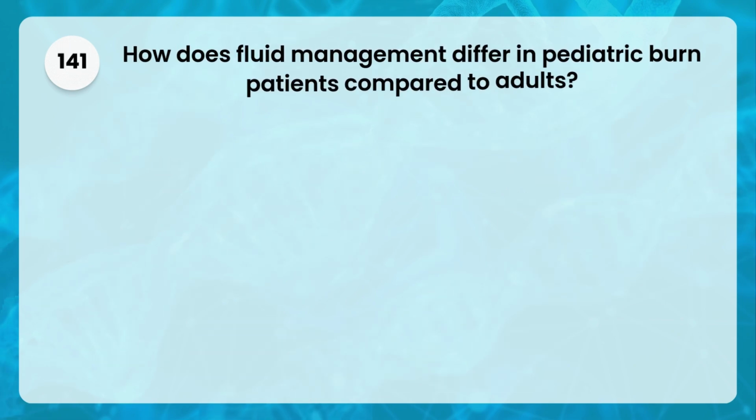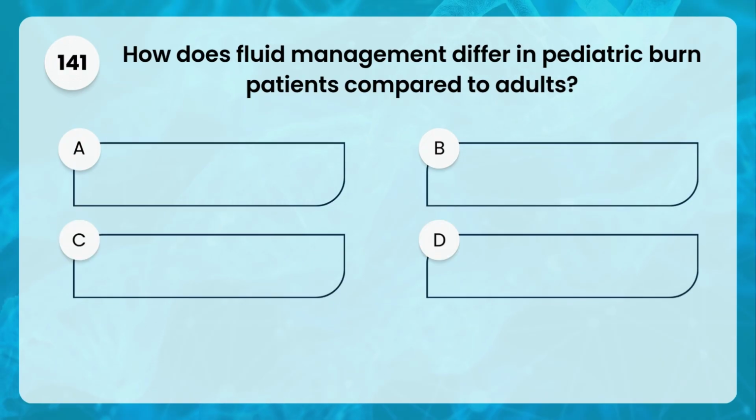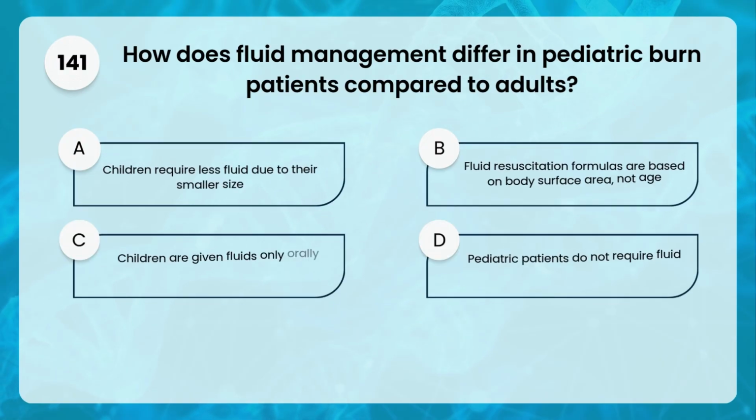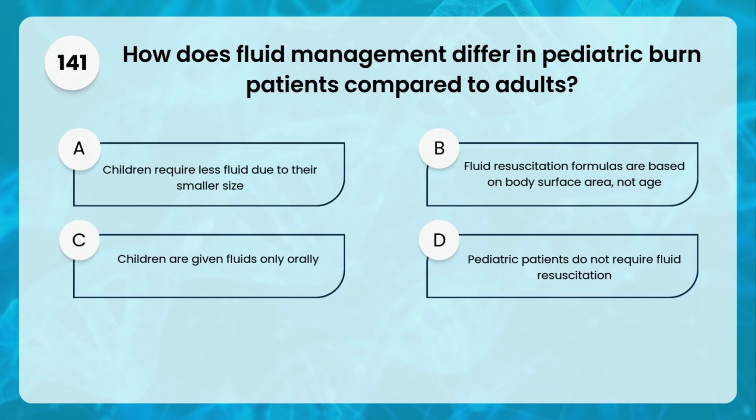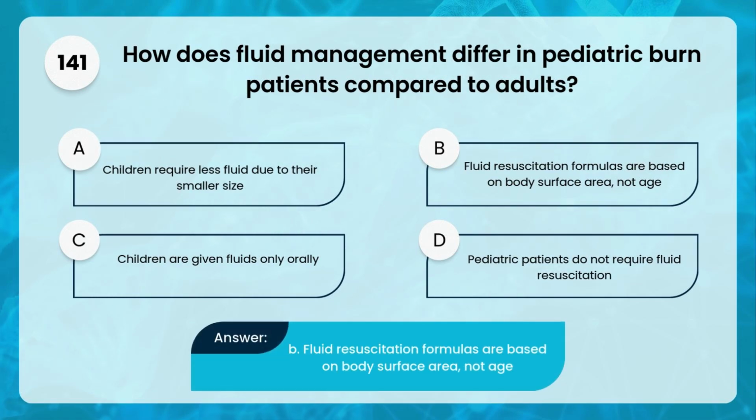141. How does fluid management differ in pediatric burn patients compared to adults? A. Children require less fluids due to their smaller size. B. Fluid resuscitation formulas are based on body surface area, not age. C. Children are given fluids only orally. Or D. Pediatric patients do not require fluid resuscitation. The answer is B. Fluid resuscitation formulas are based on body surface area, not age.